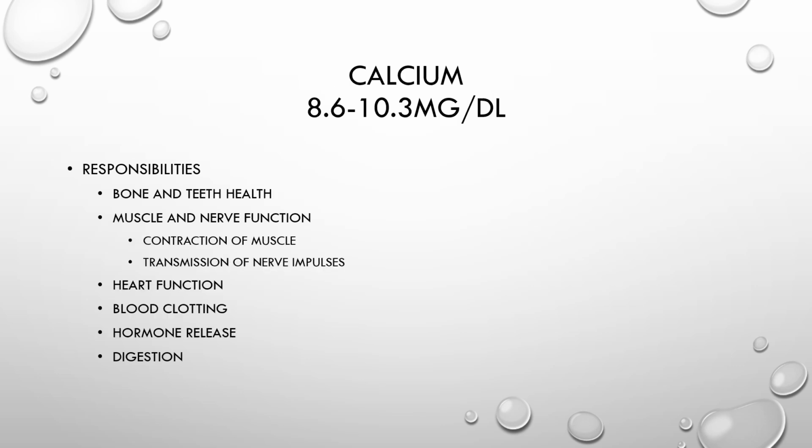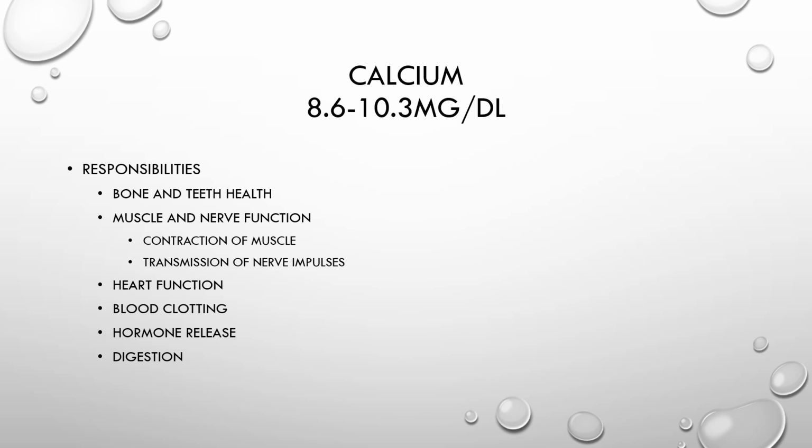Okay, so we'll talk about calcium. We get most of our calcium through our GI system, and then from there it's able to be broken down by activated vitamin D or calcitonin. Our calcium is important for our bone and teeth health. It's also really important for muscle contractions, nerve impulse transmissions, heart function, and blood clotting. A lot of our hormones are calcium dependent, and then we need it for digestion as well.